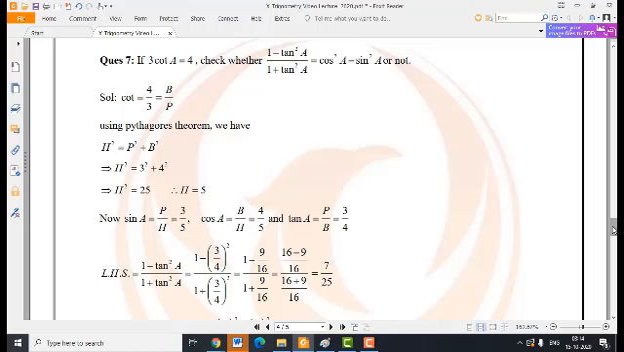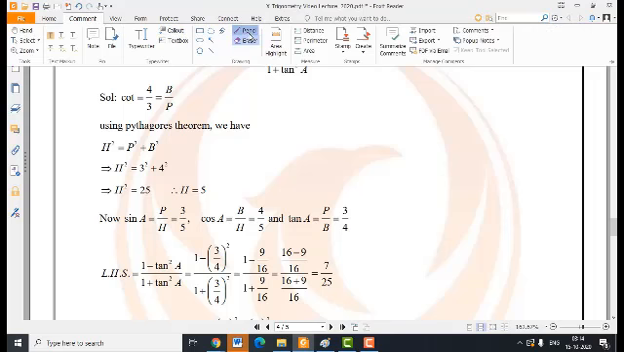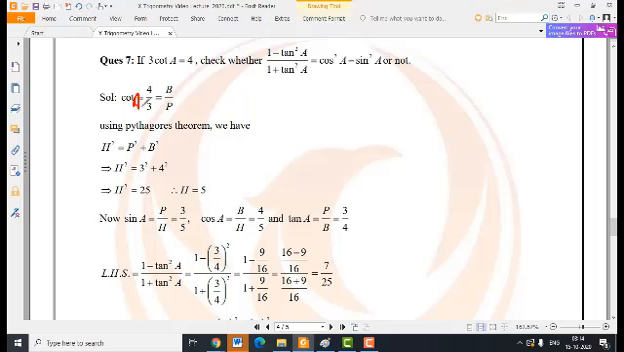So here we have cot of A. There's one slight mistake over here. This is cot of A equals to 4 by 3. Now cot of A equals to 4 by 3. What is cot equal to? It is base upon perpendicular. That means base equals to 4 and perpendicular equals to 3.